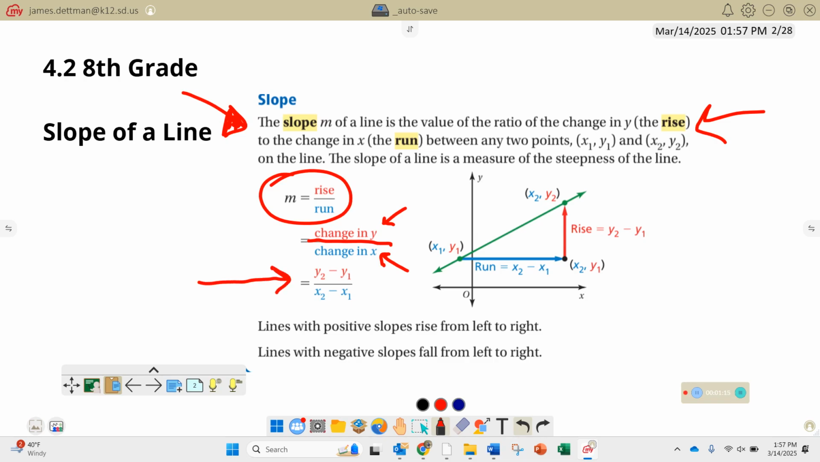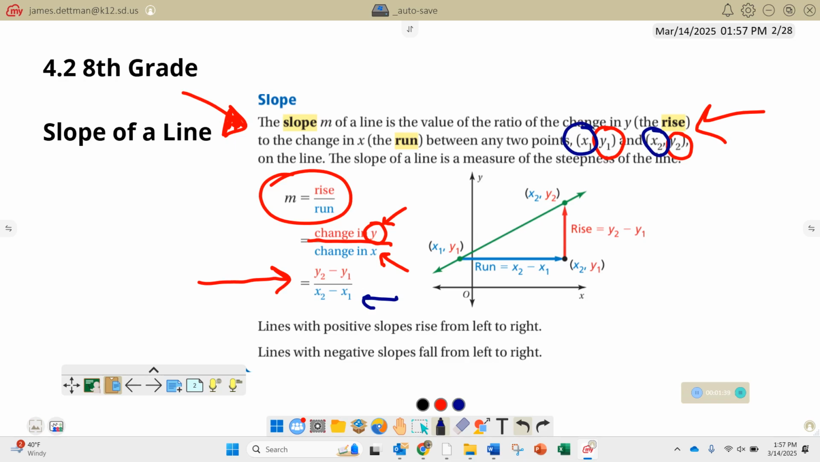y2 minus y1. You're like, well, what's y2 and y1? Well, look back up here. Here's y2, here's y1. So whatever the second coordinate is for y minus the first coordinate for y is our change in y. And then our blue, our change in x, is right here: x2 minus x1. And then it's dividing both of those.